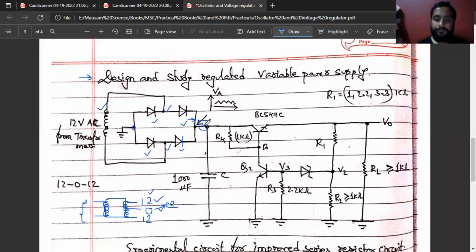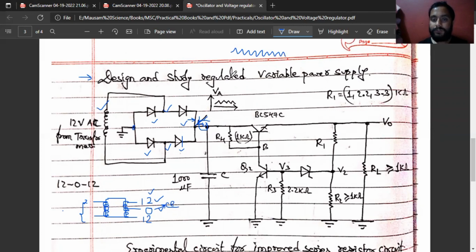So from this terminal, let's measure the DC voltage. We supply AC from here, and from here we measure DC voltage with the help of a multimeter. Why DC? Because this diode plays a vital role to convert AC into DC. We check the value of DC with the help of a multimeter, and we connect the same point to the oscilloscope. In the oscilloscope we can see this type of ripple.